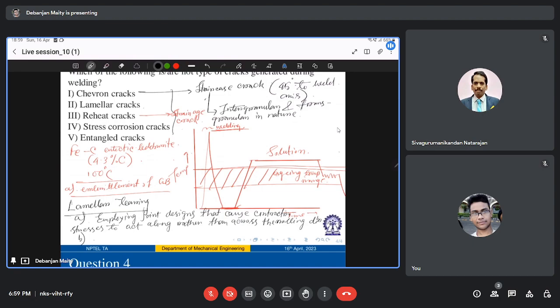And one more option can be grinding or machining away the volume of the workpiece where the tearing is anticipated, right?